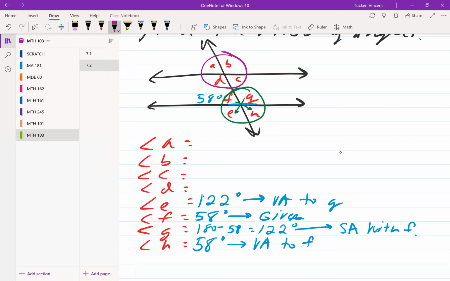So in other words, A is going to be whatever F is. A is going to be 58 degrees. It corresponds to F. B is going to be 122. If you want it to correspond, I'll put that. If you want it to correspond to G, you could, or you can say that it is an alternate exterior angle to E.